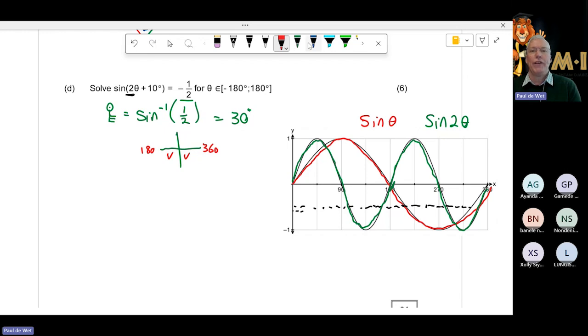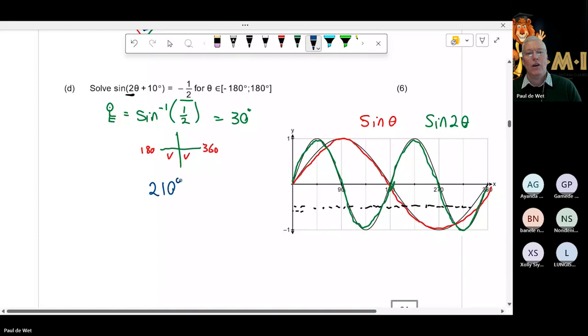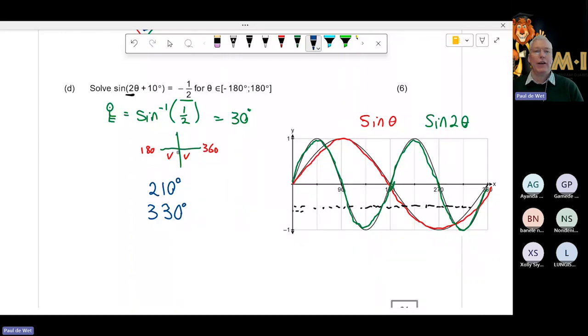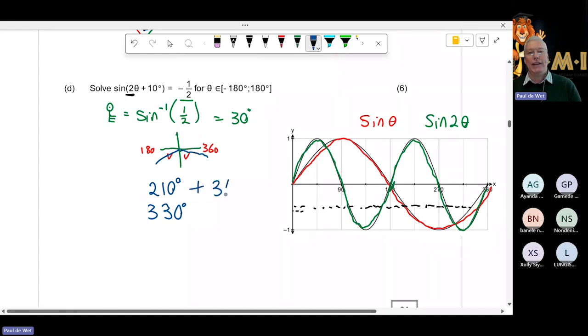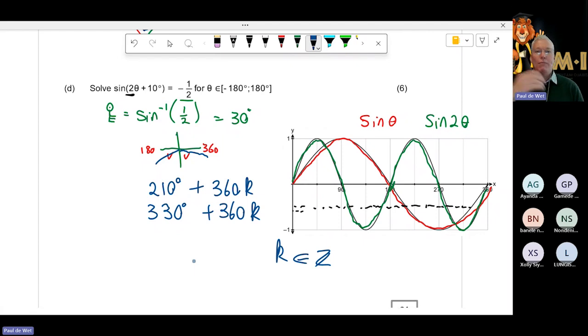So my answers for this equation are going to be 180 plus 30, and 360 minus 30. This one is in quadrant 4, this one is in quadrant 3. Remember what I said earlier? So guys, these angles are like here and here. If I add 360, I can add 360 as often as I like. But k must be an integer. I can't add half of 360 or a third of 360. I've got to add whole numbers of 360 or subtract whole numbers of 360.